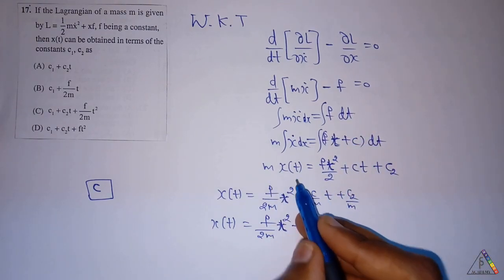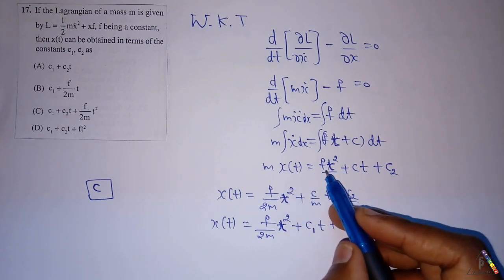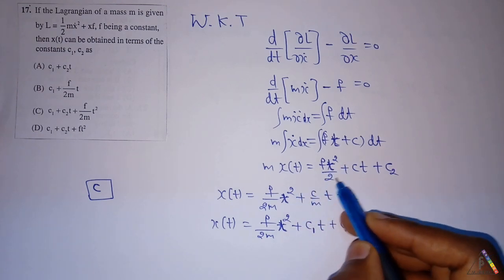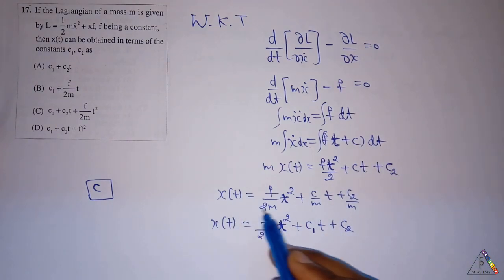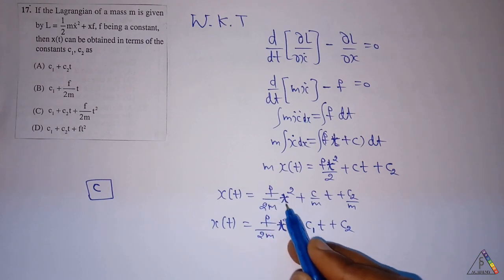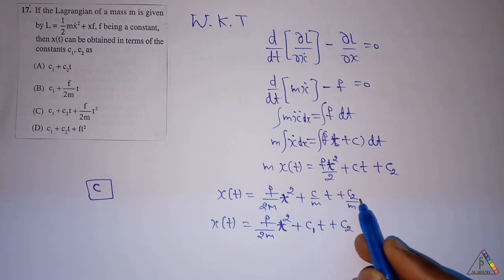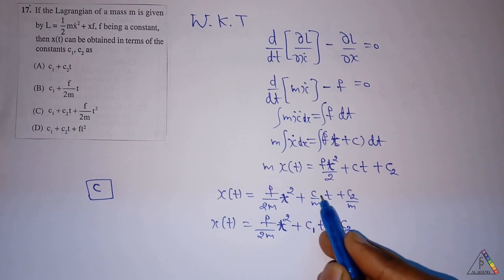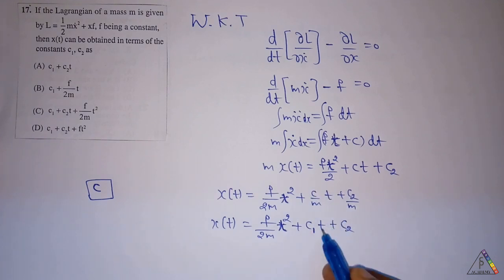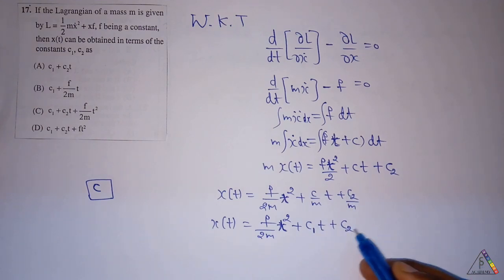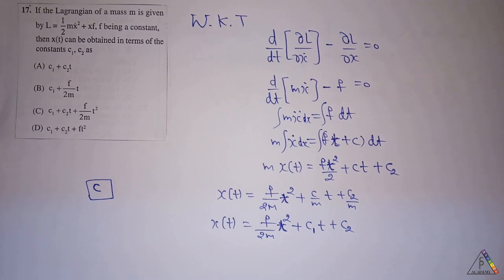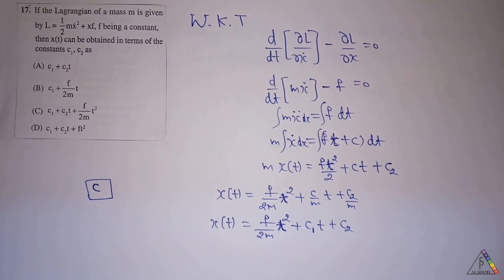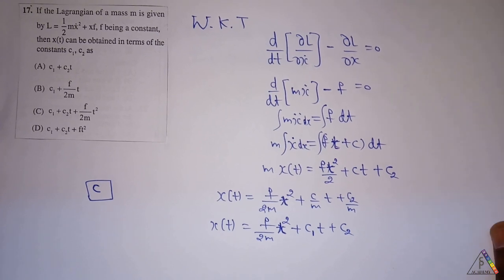Therefore m into x of t equals f t square by 2 plus c into t plus c2. Therefore x of t equals f by 2m into t square plus c by m into t plus c2 by m. The c by m is a constant and c is a constant. We can represent this as a whole by constant c1 and this as a whole by constant c2. Therefore for this question, the answer is C option.